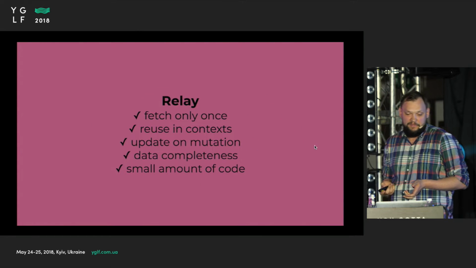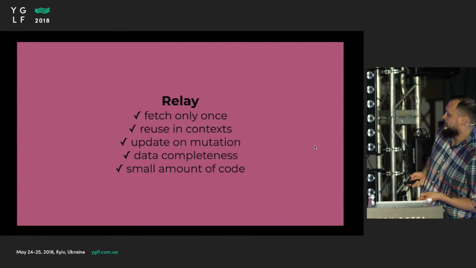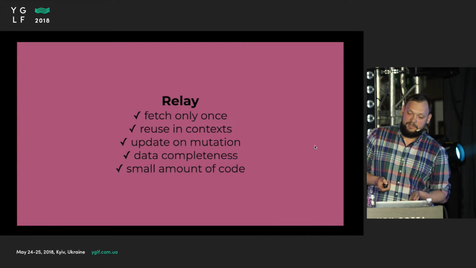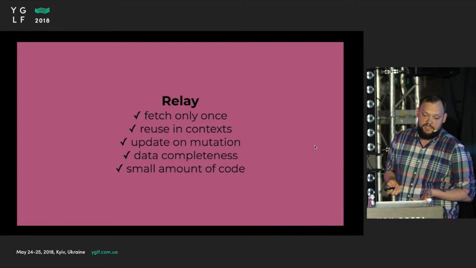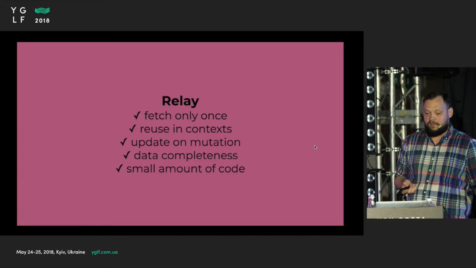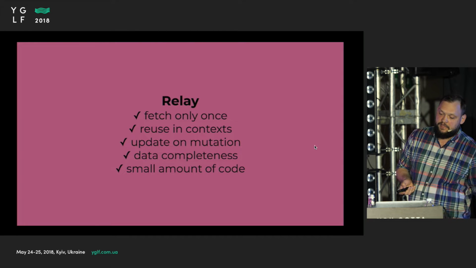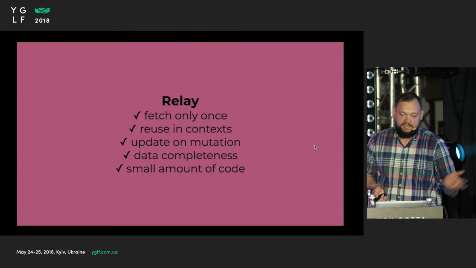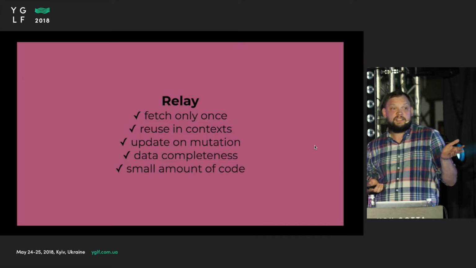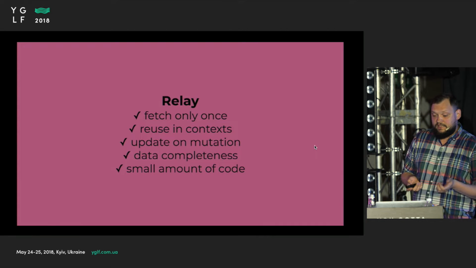So you can say Relay is kind of perfect. I mean, it's not. We only fetch once because Relay stores everything. You can reuse in context, with the same update limitations as Apollo. It does data completion the same way as Apollo, and probably it has a small amount of code. But what if we take it further?